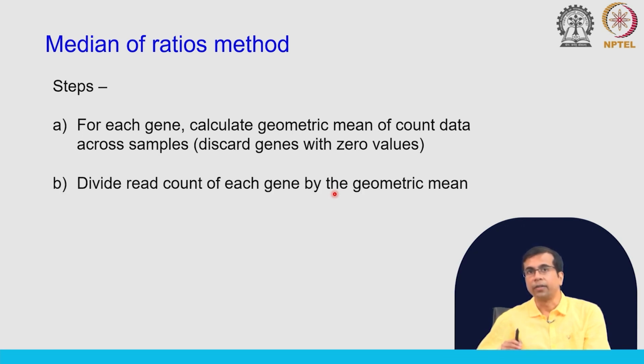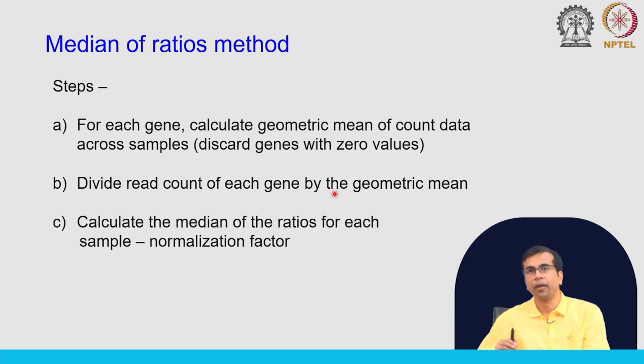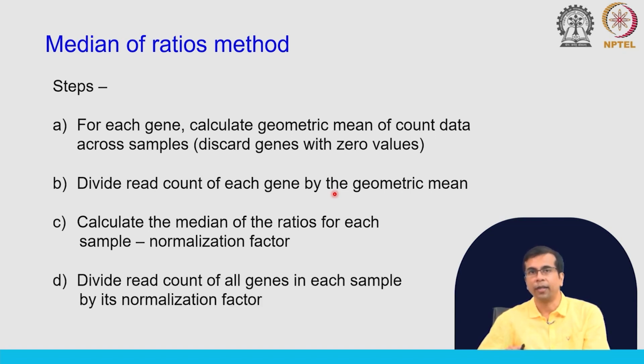The next step is to divide the read count of each gene by the geometric mean. We will again take the example and see the steps, then you will understand this better. So, we divide the read count of each gene by the geometric mean and we calculate the median of the ratios that we get after the divisions in step B, and we use this median as the normalization factor for that sample. Maybe this sounds very complex, but once we do the steps it will be clear.